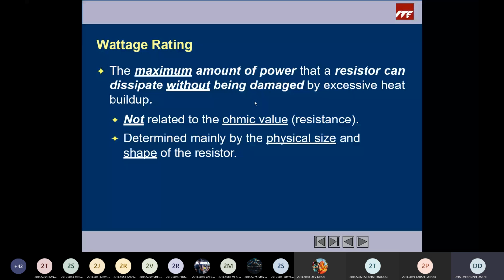And this value of wattage or power rating of the resistors is not related to the ohmic value. It means that it is not dependent upon the resistance. Whatever the value of resistance, the power rating may be different. Then what decides the wattage rating? It is decided based on the physical size and the shape of the resistance. That means if the size of the resistance is large, its wattage rating is large. So it is mainly determined by the physical size and shape of the resistance.